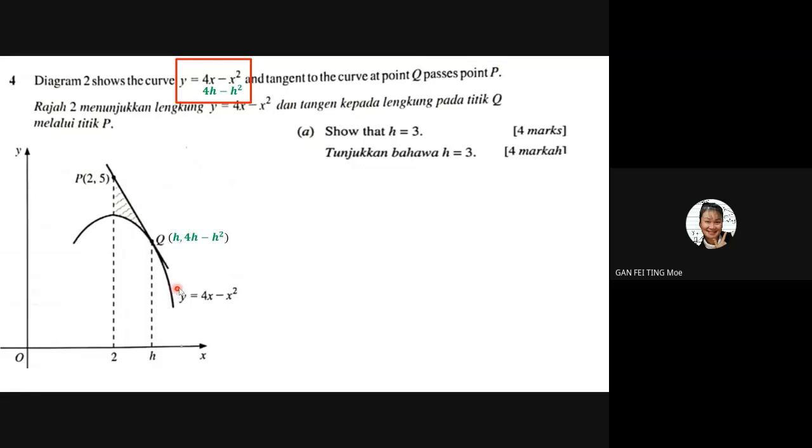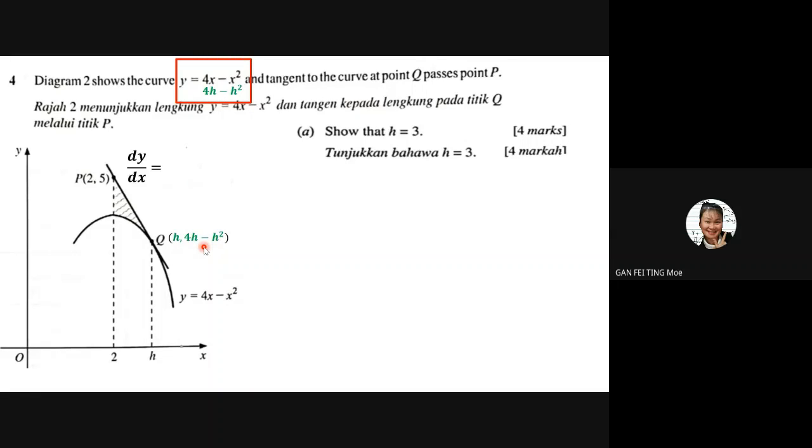Then what I do now, this is the coordinate. Instead of here, I have it at H, and X is 4H minus X squared. This is the coordinate of X. This is the coordinate of Y. Okay, this is Y. So Y is 4X minus X squared. Now my X is H, so it turns into 4H minus H squared. So that you can see this is the coordinate of Q.